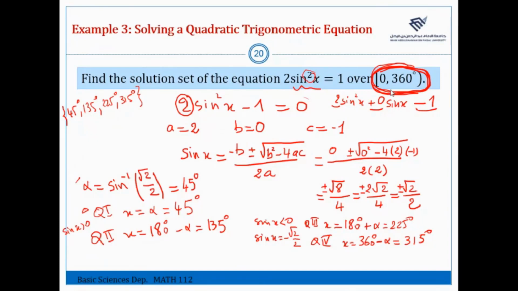Okay. So these are the steps. Write it in standard form. Use the general formula. Calculate the reference angle and see in which quadrant you are.